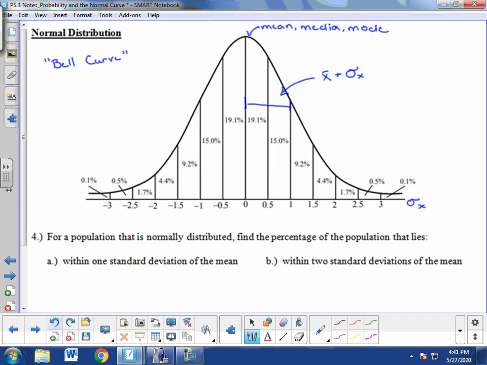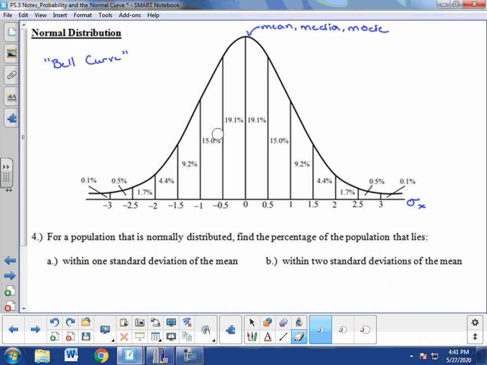We could do the same concept and go a little bit further and go 4 lines over. This would be 2 standard deviations from the mean. Now, these percentages are roughly estimated, but for data that is normally distributed, it fits this perfect curve here.